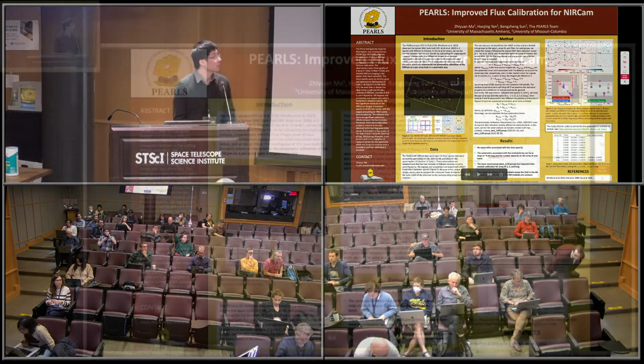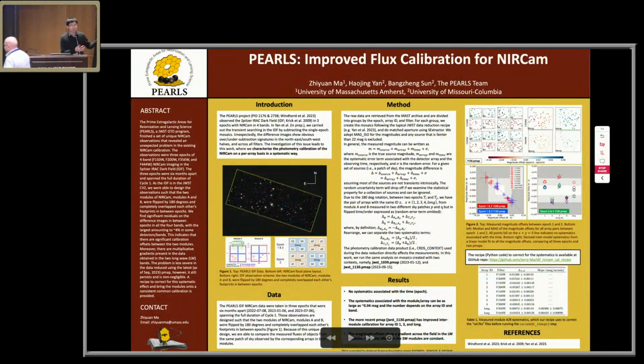The reason we want to do this, just a little bit of context, is that we have these PEARLS observations with 2 fields that we want to use for time domain science. So we have 2 blank fields. One is called TDF, and there's an IDF field. We took multiple epochs of the data with the NIRCam in multiple filters.